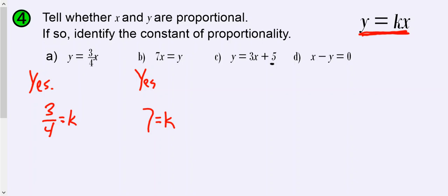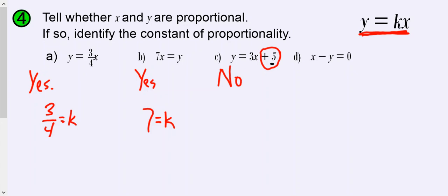Alright, letter C, we have y equals 3x plus 5. This would be a no, it is not proportional, because it is not in the form of y equals kx. This plus 5 here changes our equation and changes our proportional relationship. So this would not be a proportional relationship.